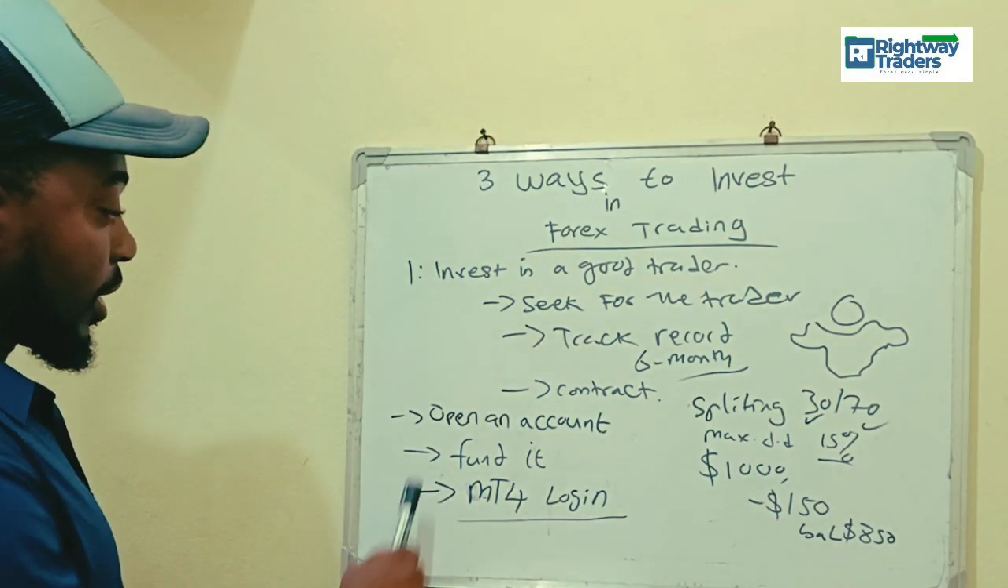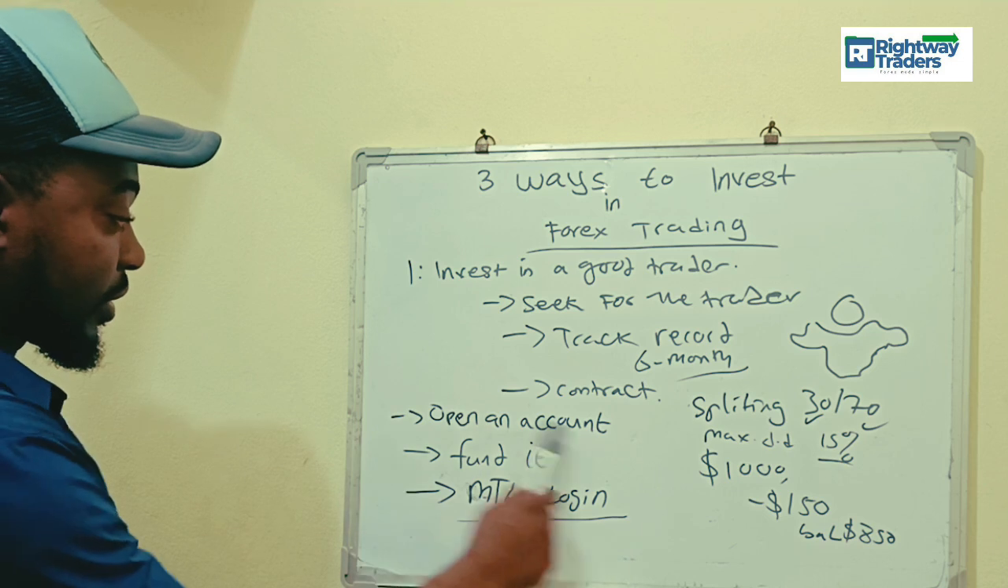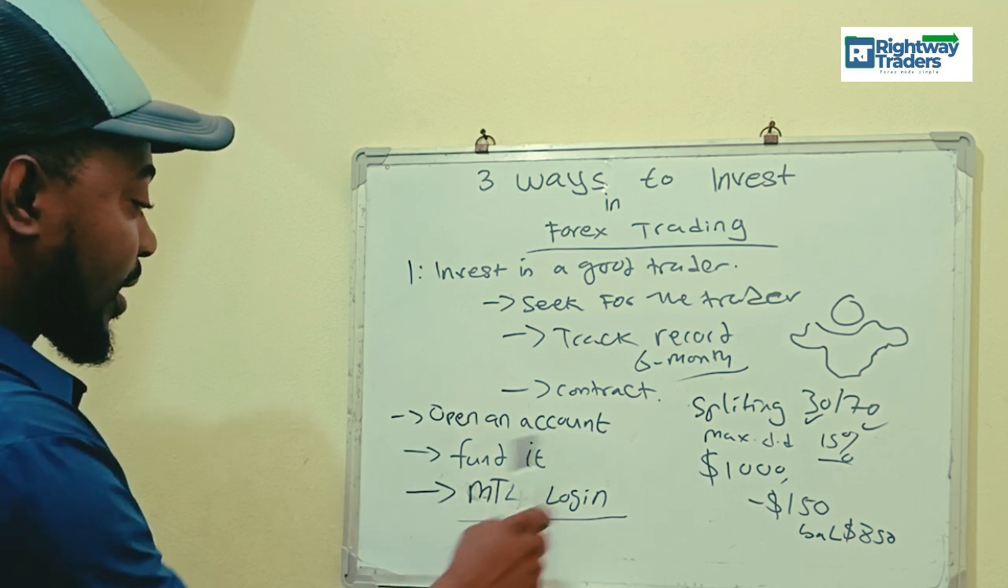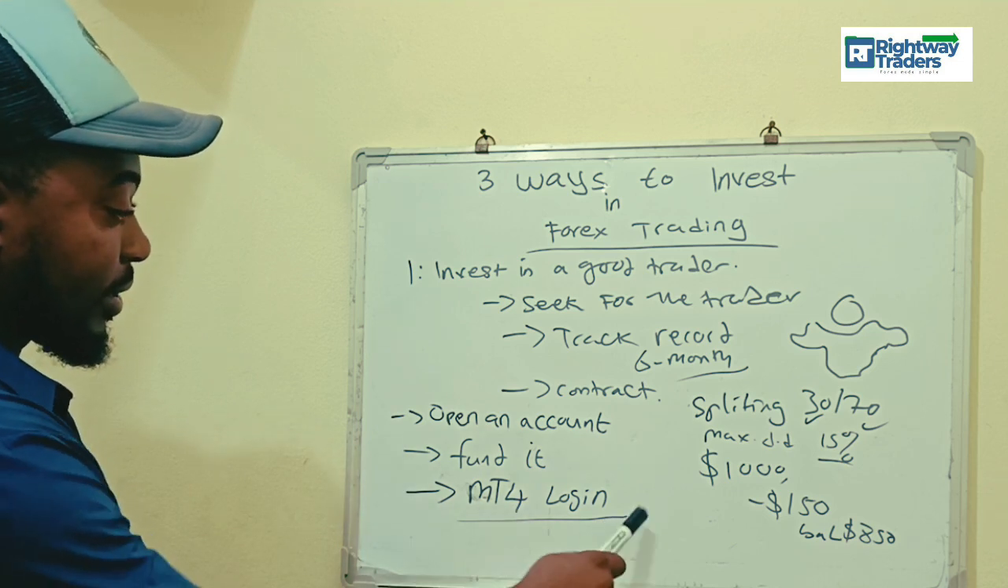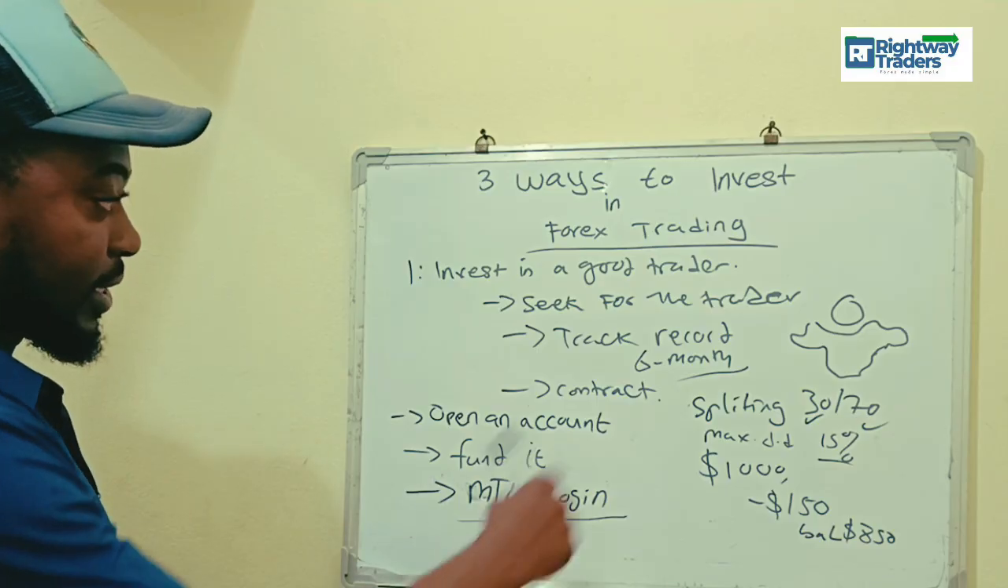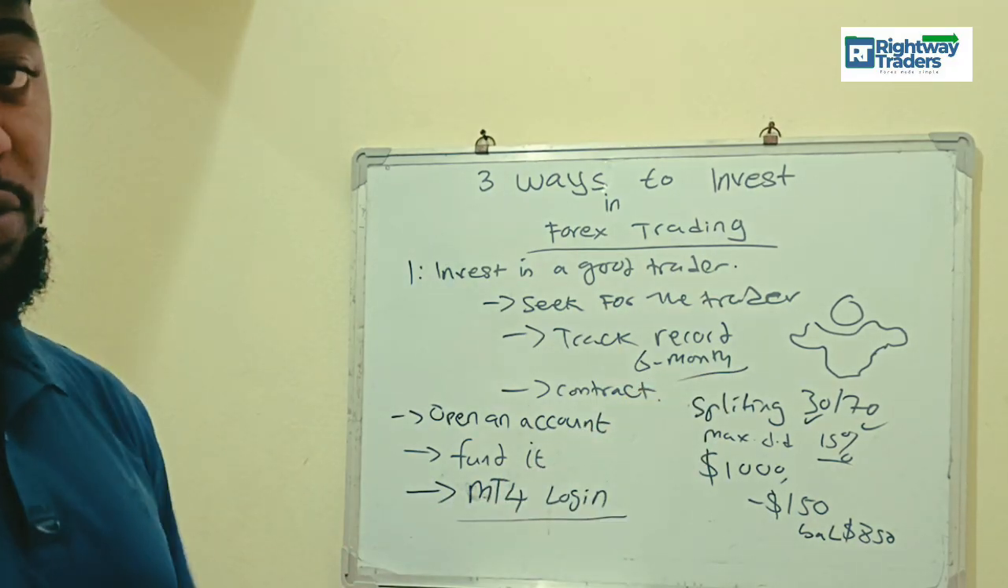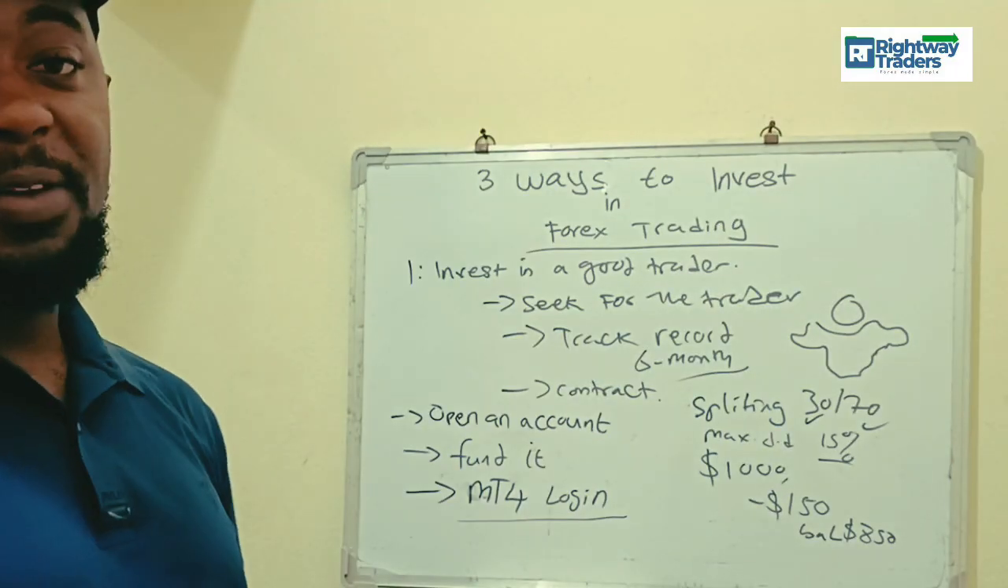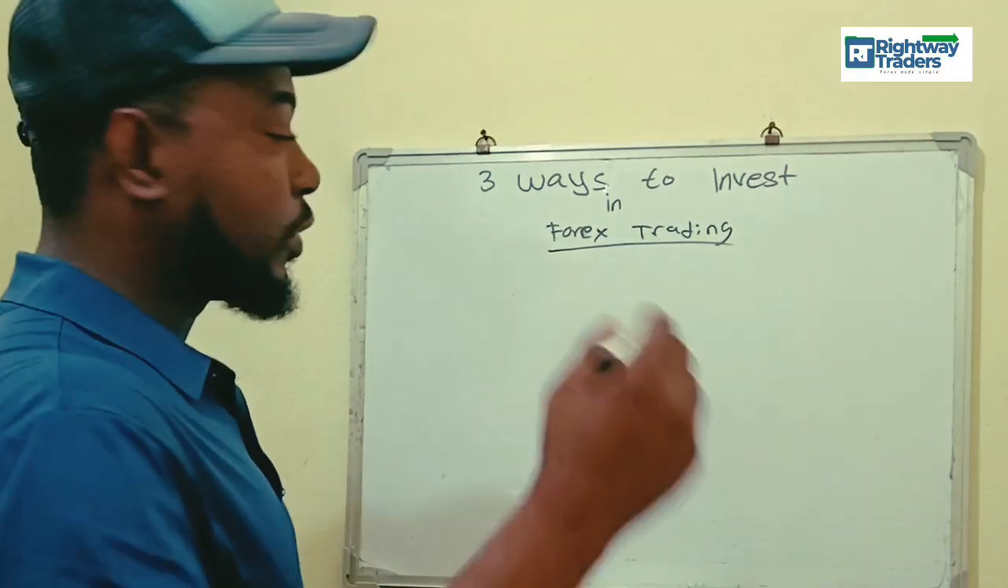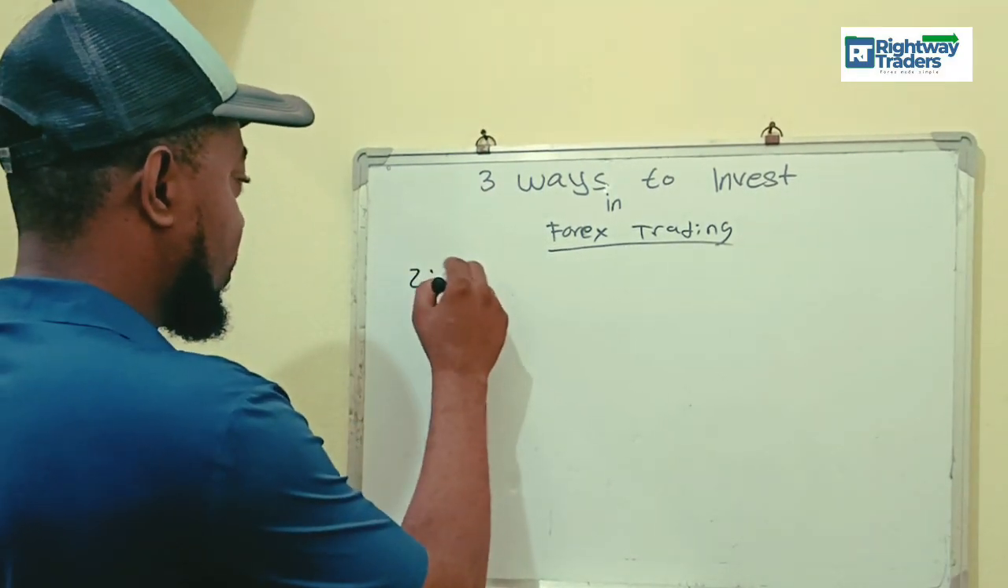It's pretty simple. If I have a broker to recommend to you, I'll just send you the website. You open an account with them, open a MetaTrader login with them, you fund it and you send it to the trader. Your investment starts. So that is the number one way of investing in forex trading. Number two is to trade signals.